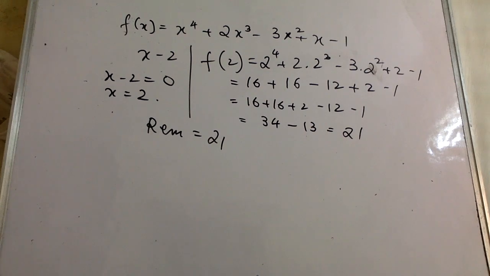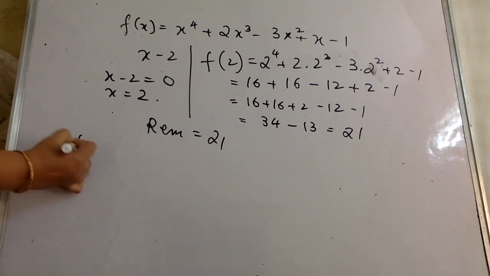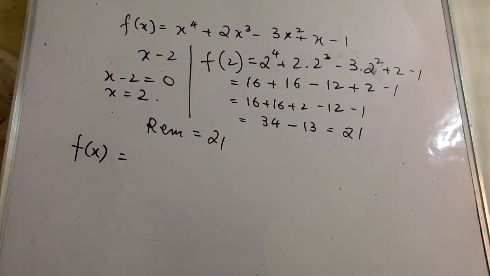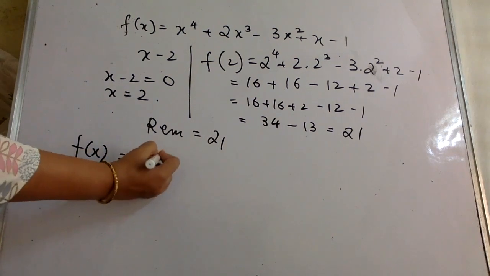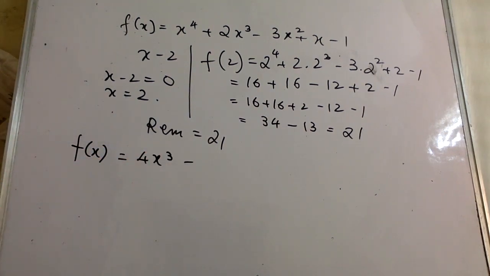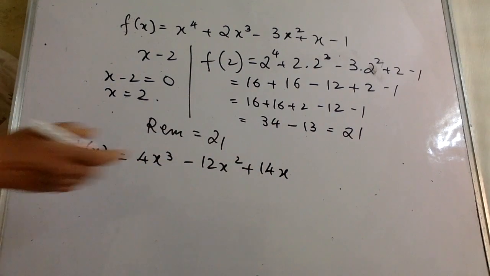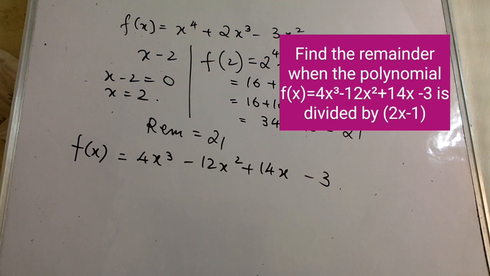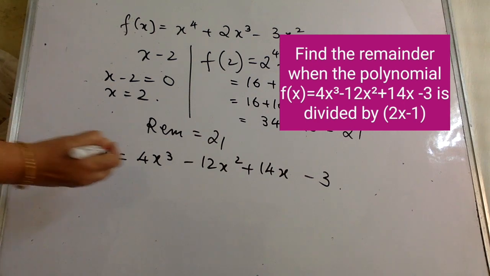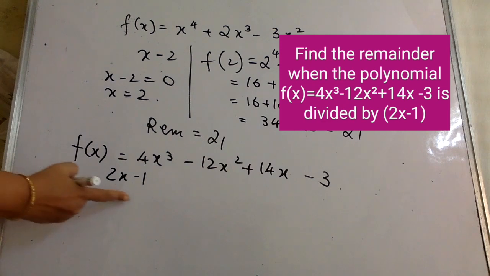Now let us take up the next question. You can see the sum over there. Find the remainder when the polynomial is divided by, now you will see in this sum, we'll get a fractional value of x. The next question is f(x) is given as 4x cube minus 12x square plus 14x minus 3, and this is being divided by 2x minus 1. So 2x minus 1 is the divisor.